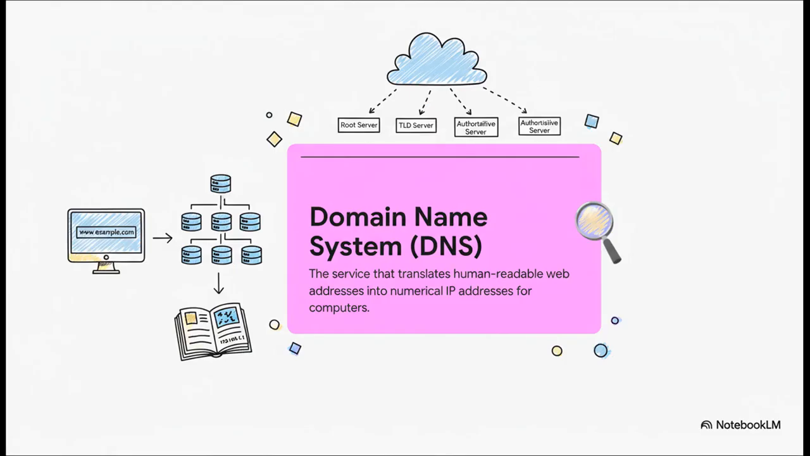Okay, so this phone book, its official name is the Domain Name System, or DNS for short. And its one job is to be a translator. It takes the names we understand and turns them into the IP addresses that computers need. Seriously, without it, we'd all have to memorize long strings of numbers just to check our email. Can you imagine that? No thanks.